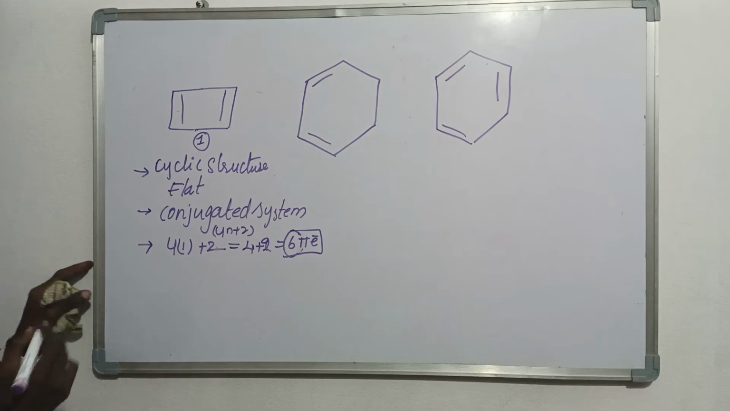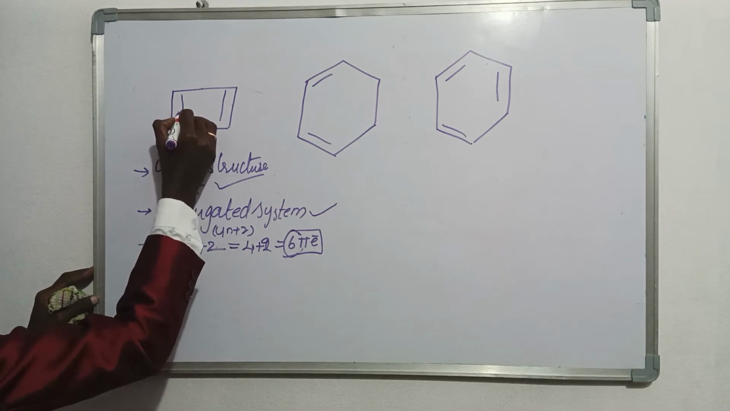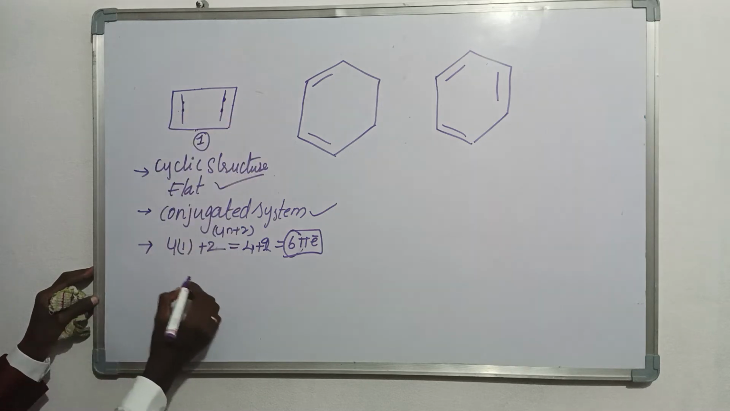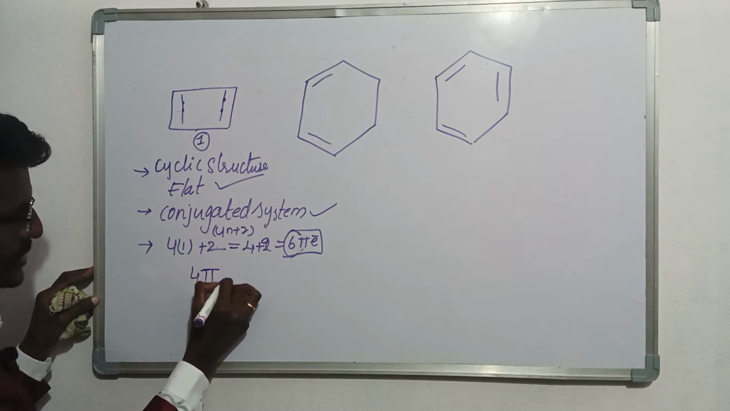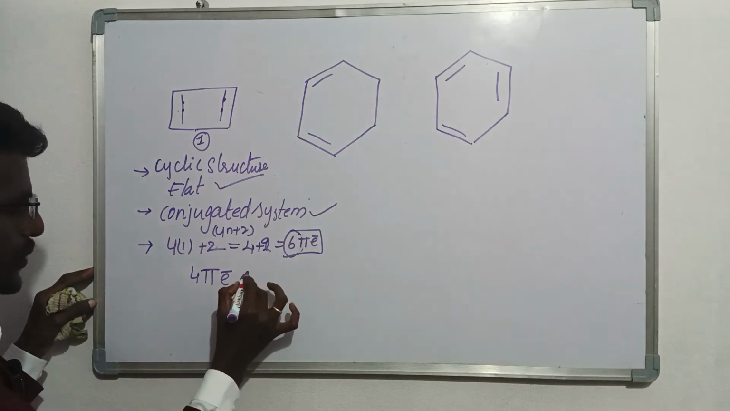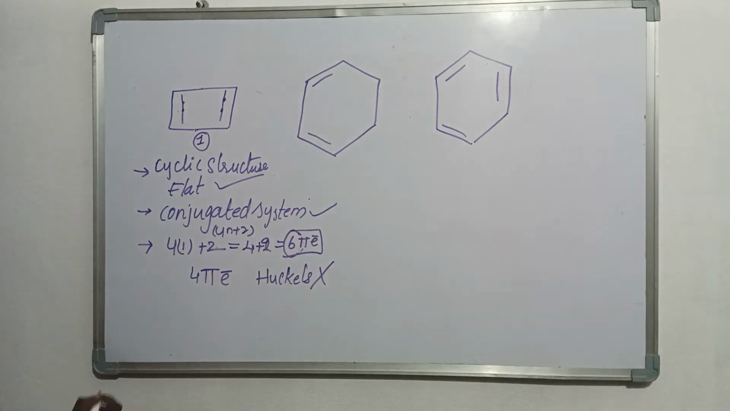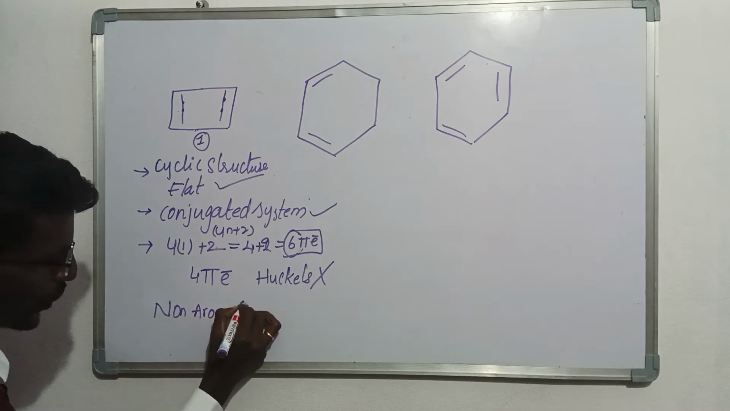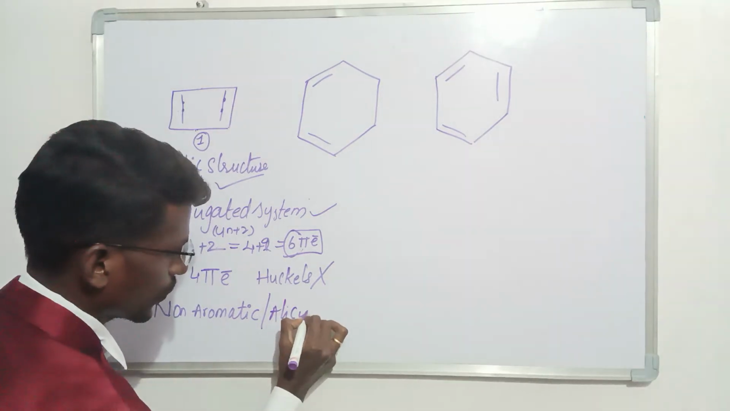For example, we will calculate. One double bond equals 2 pi electrons, 2 pi electrons, 1, 2, 3, 4. So it has 4 pi electrons in the structure. It means it does not satisfy Huckel's rule. Huckel's rule is not satisfied, hence it is a non-aromatic compound, or an alicyclic compound.